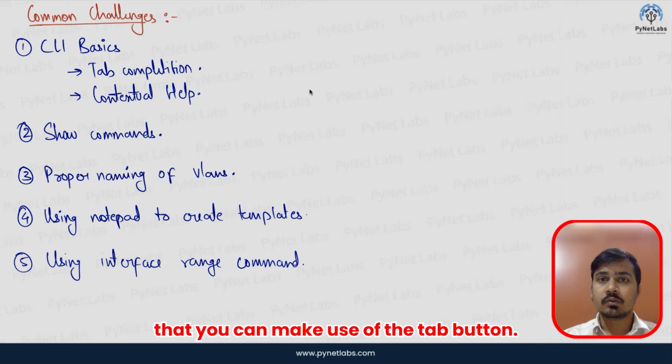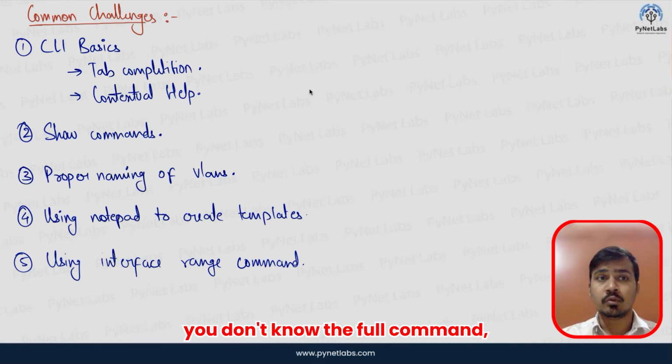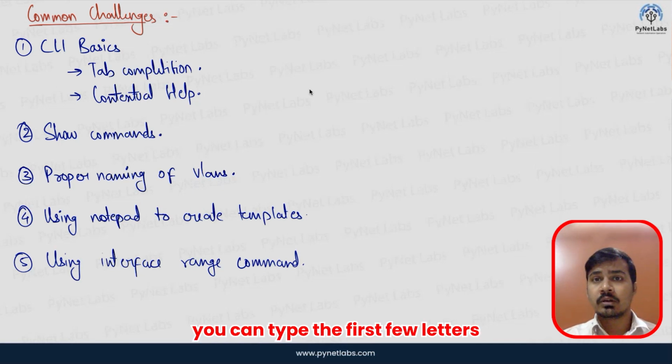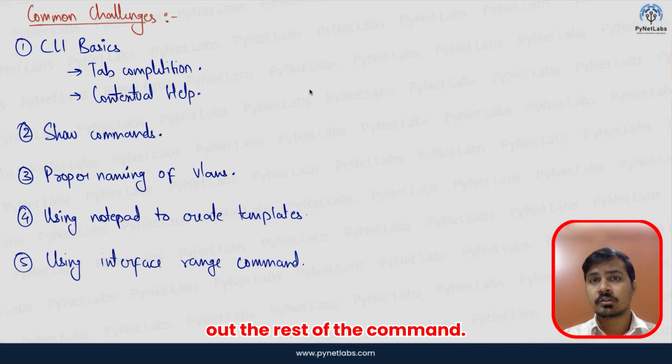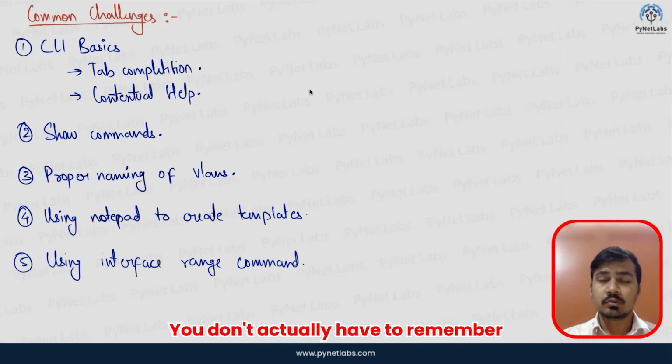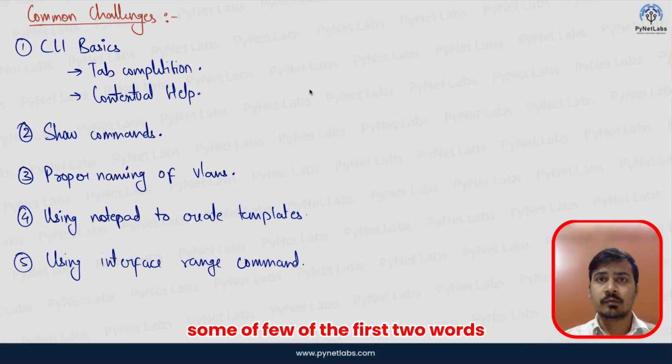The first thing is that you can make use of the tab button. Whenever you are executing a command and you don't know the spelling or the full command, you can type the first few letters and press the tab button. It will automatically spell out the rest of the command. So it has two advantages. You don't actually have to remember the command. Secondly, it saves you from any typos, so you are not misspelling any of the commands. You just need to write the first few letters and press tab.